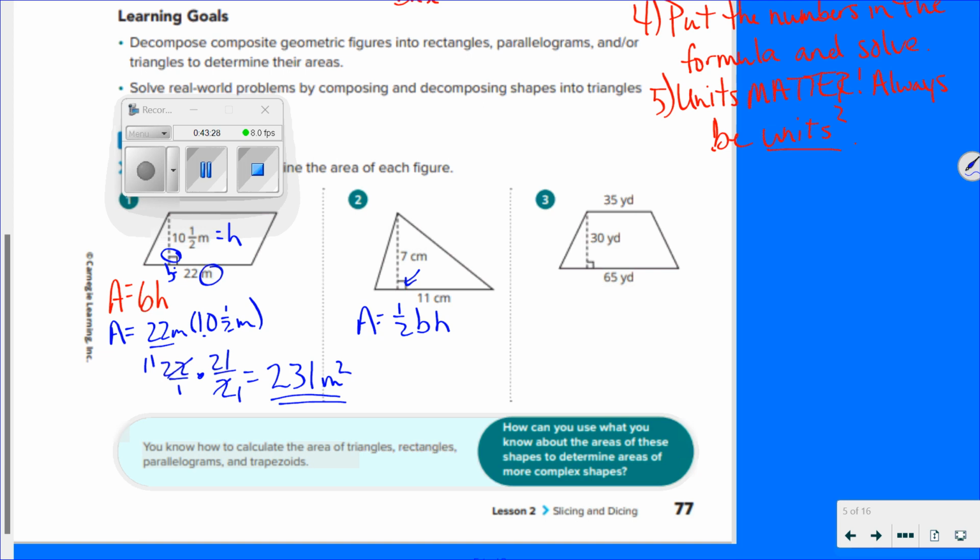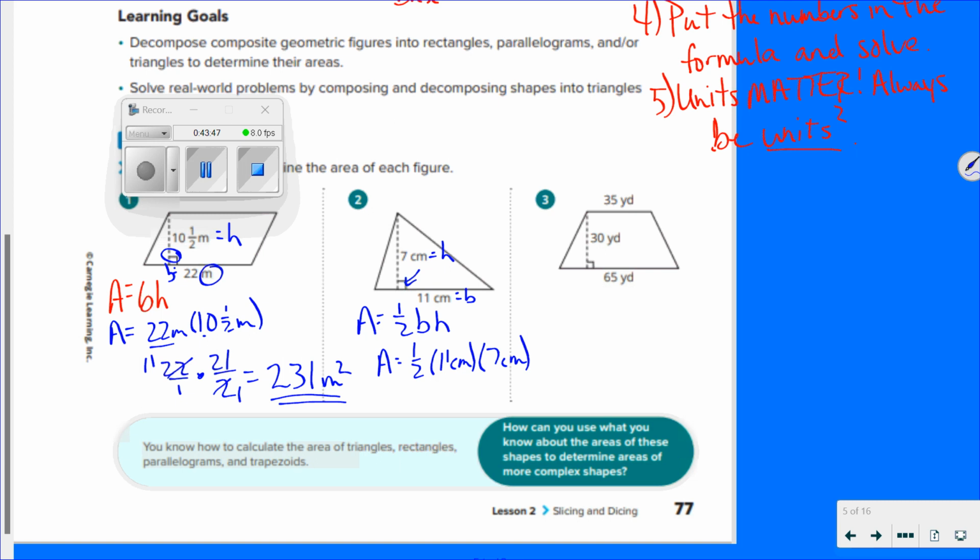Vivian? 11. What's my height? 7. I have my base and height identified. Now I put them in the formula. Area equals 1/2 times 11 centimeters times 7 centimeters. Now this is a personal preference.